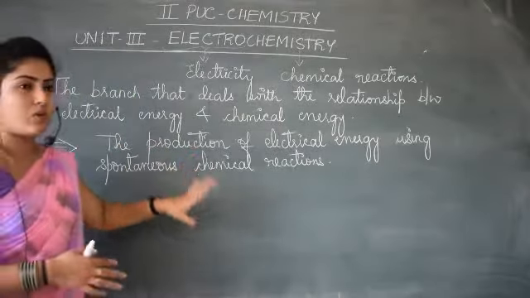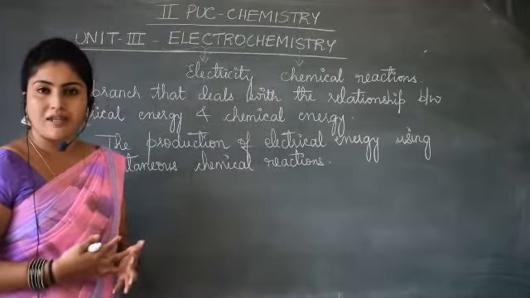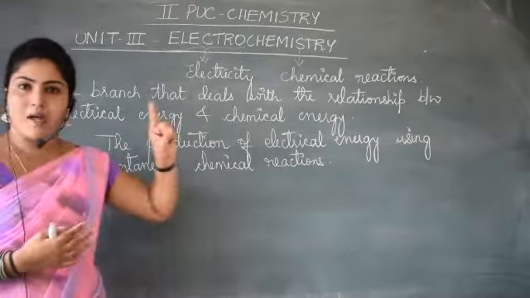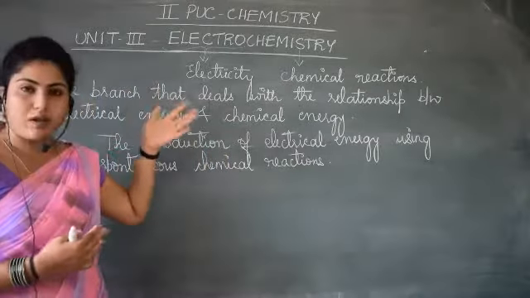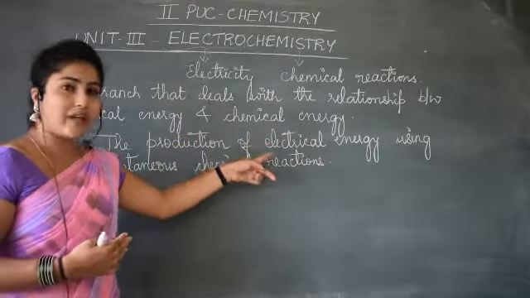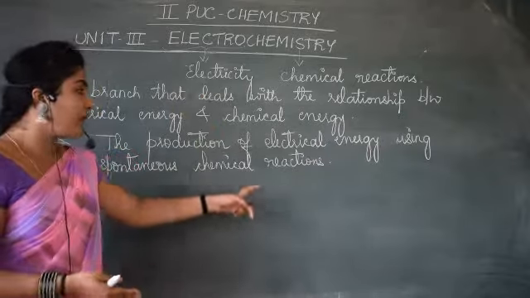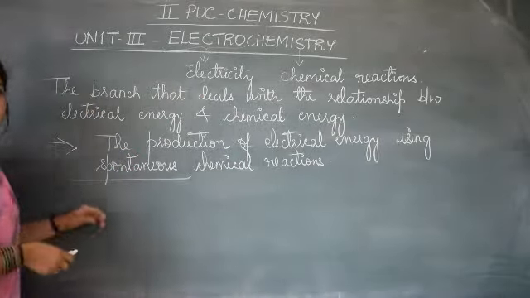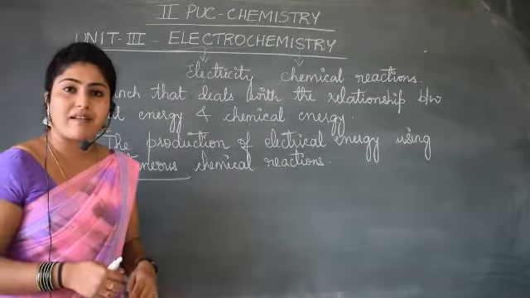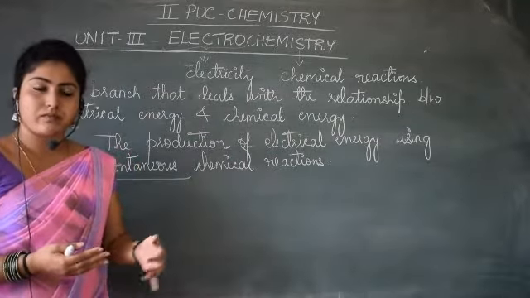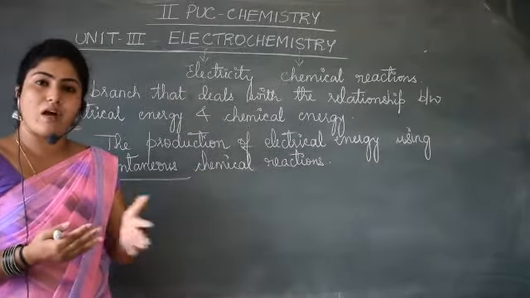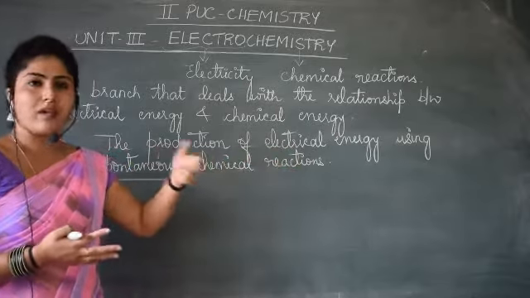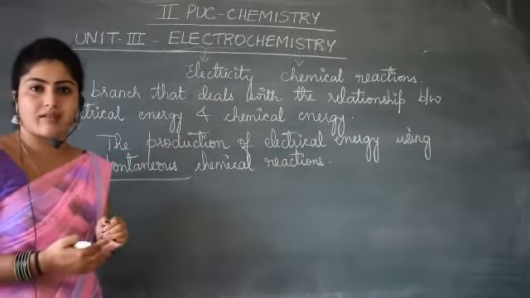We are studying the concepts under electrochemistry. The two main concepts I'm mentioning now: in one way, under electrochemistry, what we study is that electrical energy can be produced using some spontaneous chemical reaction. Now you know what is spontaneous. Spontaneous means the reaction that can take place continuously without a break. The reaction that takes place on its own, we call spontaneous reactions.